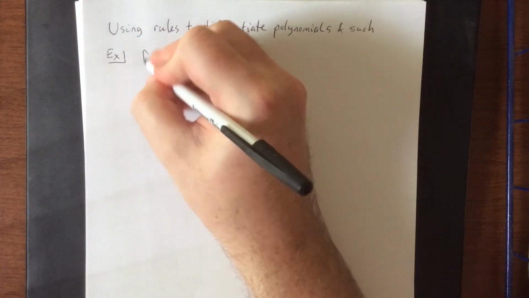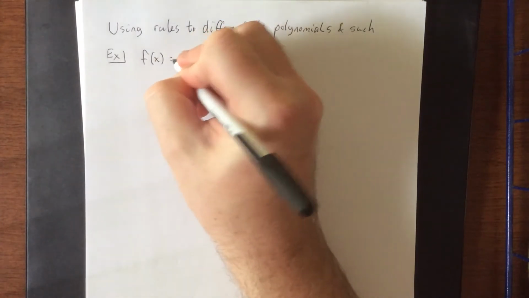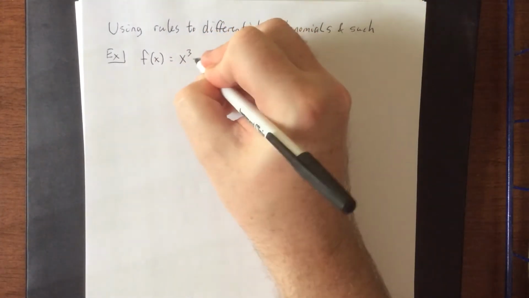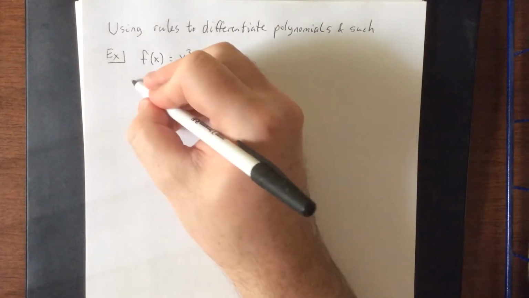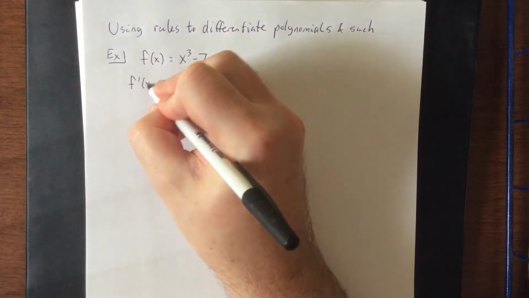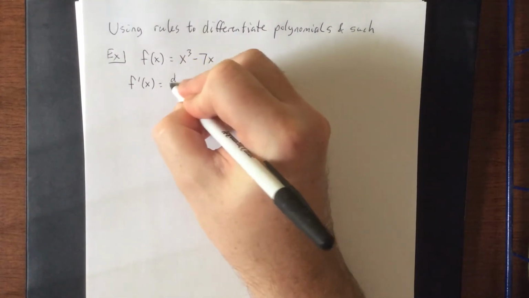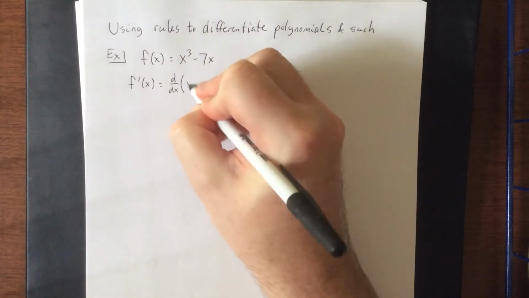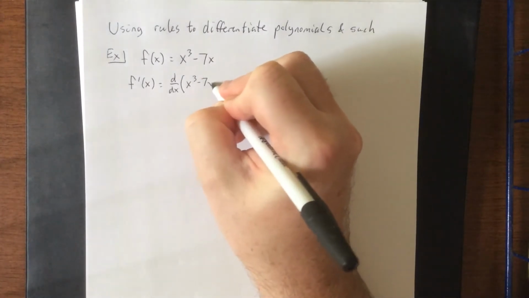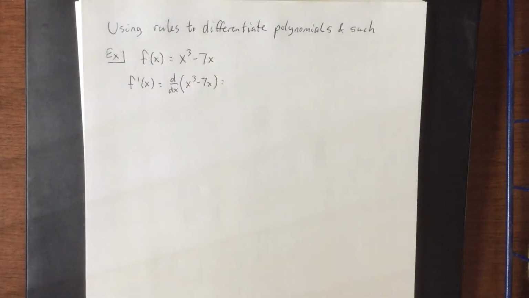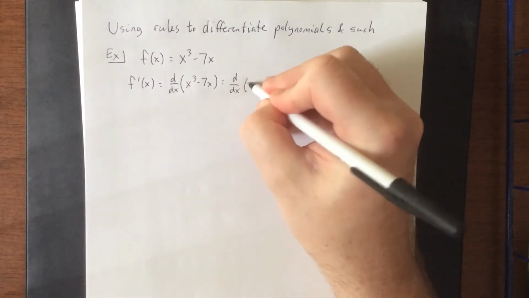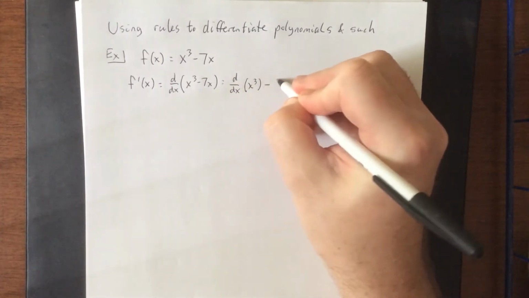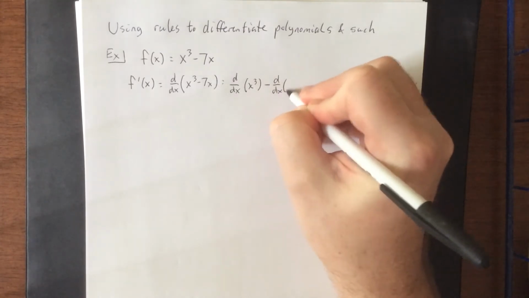I believe in a previous video, we talked about f of x is equal to x cubed minus 7x. I would like to differentiate this using the shortcuts that we now have in place. So f prime of x, this means I am about to differentiate x cubed minus 7x. According to the difference rule, that means that I can differentiate the x cubed and differentiate the 7x individually.